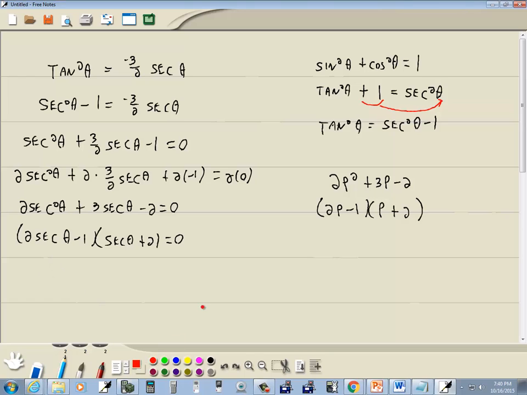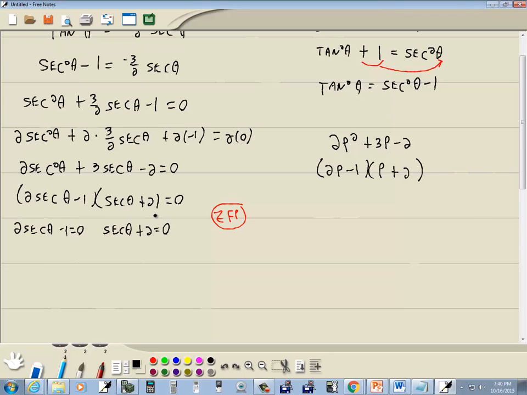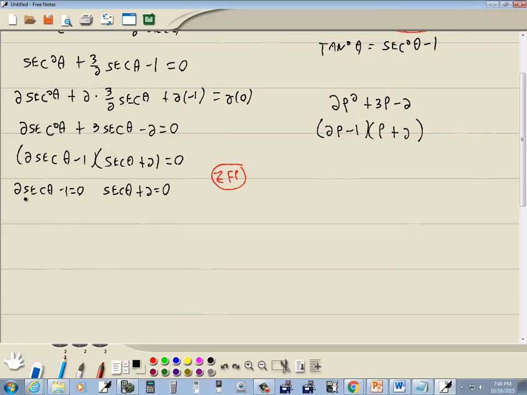Well, now we can apply our zero factor property. The zero factor property says you get 0 on one side, you factor the other side, you set each factor equal to 0. So I'll set 2 secant theta minus 1 equal to 0, and I'll set secant theta plus 2 equal to 0. Now we want to solve for secant, so in this one I take negative 1 over, and we get 2 secant theta is equal to 1. Divide both sides by 2, and you get secant is equal to 1/2.